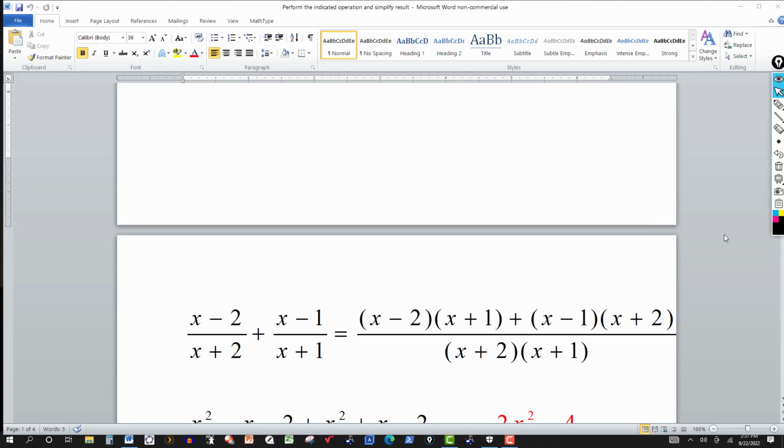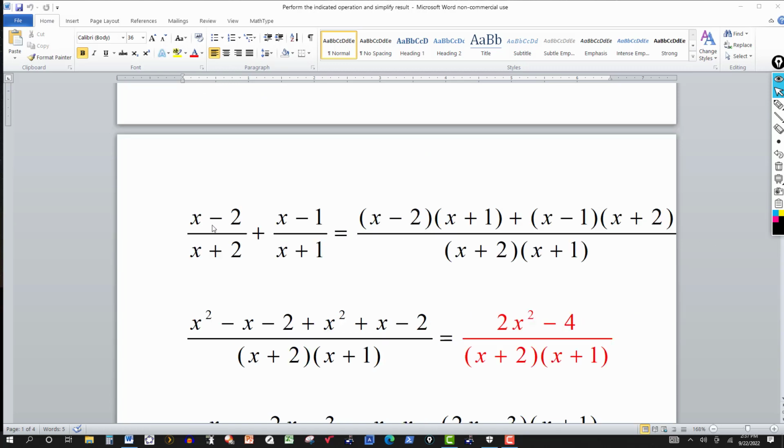So just to save time on this, this is the numerator right here, x minus 2 over x plus 2 plus x minus 1 over x plus 1. So here's your lowest common denominator. The factors are x plus 2, x plus 1. So the way this works then is x plus 2 divides the denominator. The x plus 2's cancel, I get x plus 1, and then multiplies x minus 2. So that's how I got this part right there.